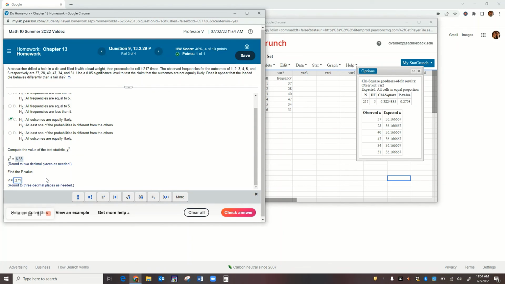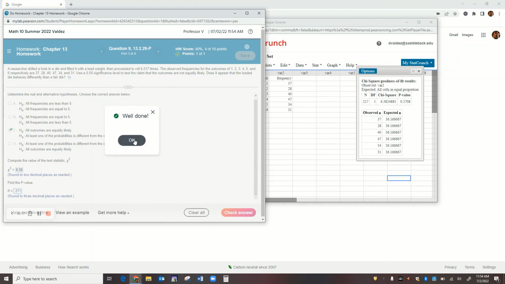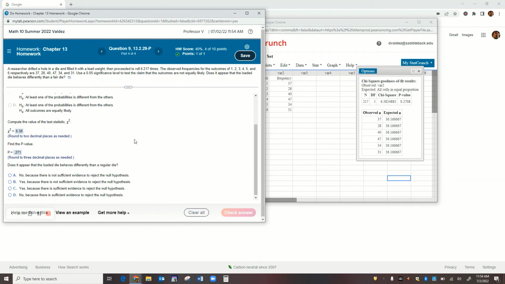0.271. And does it appear that the loaded die behaves differently? So alpha, what's my significance level? Right here, 0.05. P-value 0.271, that's very large, greater than alpha. So that means we do not reject the null. So no, there is not sufficient evidence to reject the null hypothesis.